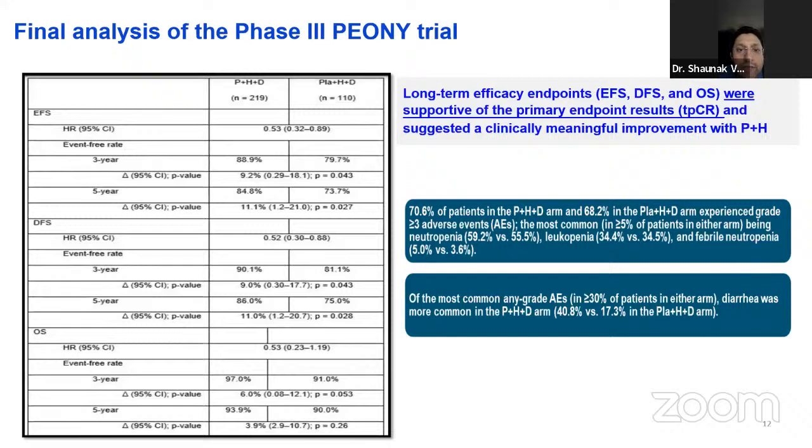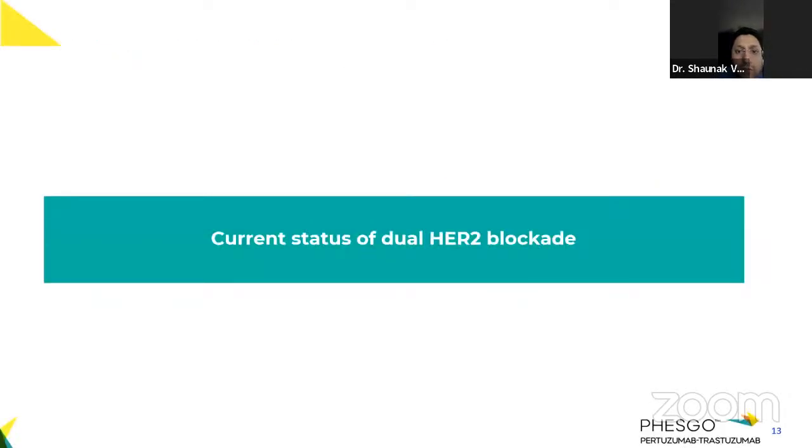pertuzumab arm. But in terms of EFS, DFS, and OS, the EFS was statistically significant with a delta of 9% at 3 years, increasing to 11% at 5 years. For the OS, the delta at 3 years was 6%, whereas the delta at 5 years was 3.9%. So this did not translate into a long-term benefit. But there is no doubt about the use of neoadjuvant pertuzumab in HER2-positive breast cancer. Next slide, please. So what is the current status of dual HER2 blockade? Next slide.